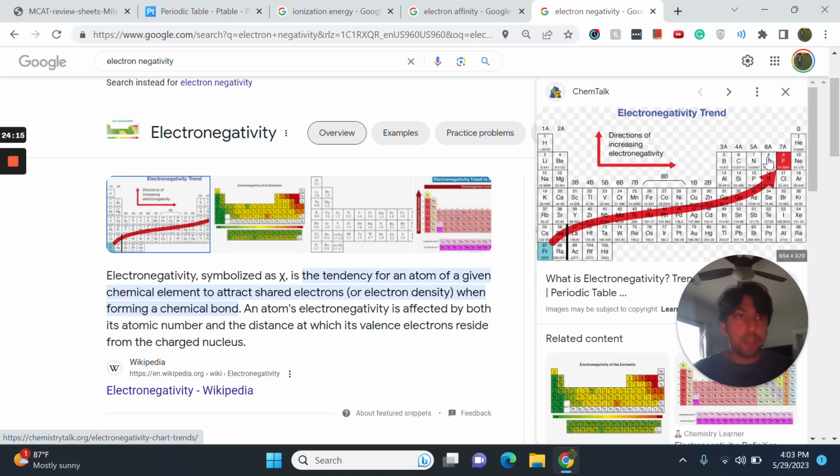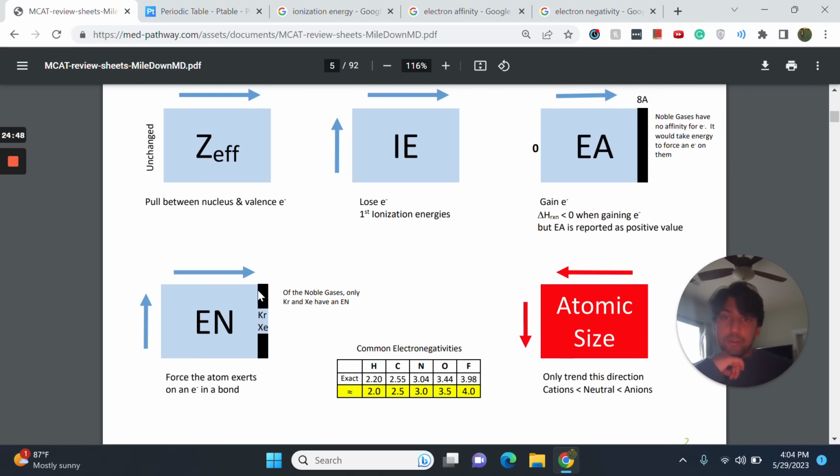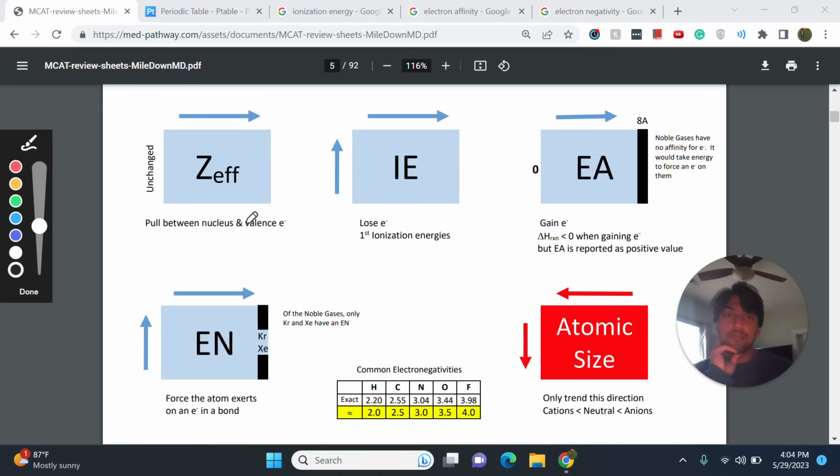And you can see that noble gases don't have an affinity for electrons, and it would take energy to force an electron on them. And here, none of the noble gases have electronegativity except for Kr and Xe. Okay, I hope that all made sense. If you just remember that the general trend goes this way for most of these, then you'll know what these values mean. Sometimes there are exceptions over here, but it's mostly important to remember that most of the time fluorine is the highest, and you can remember these terms.